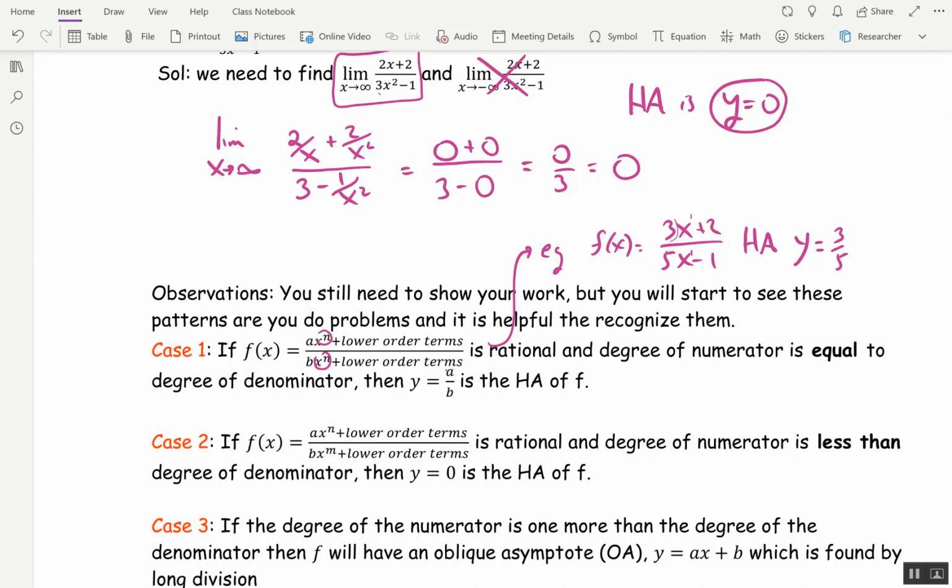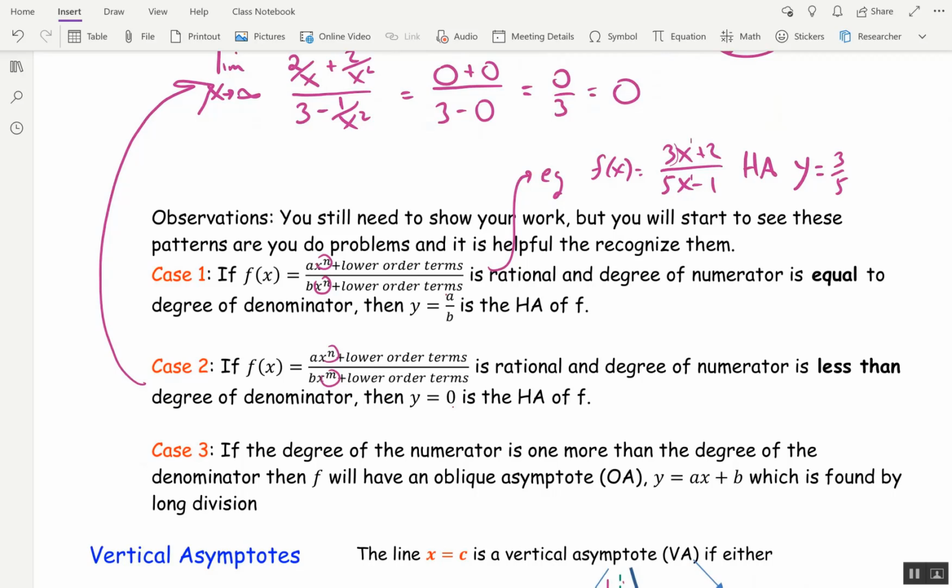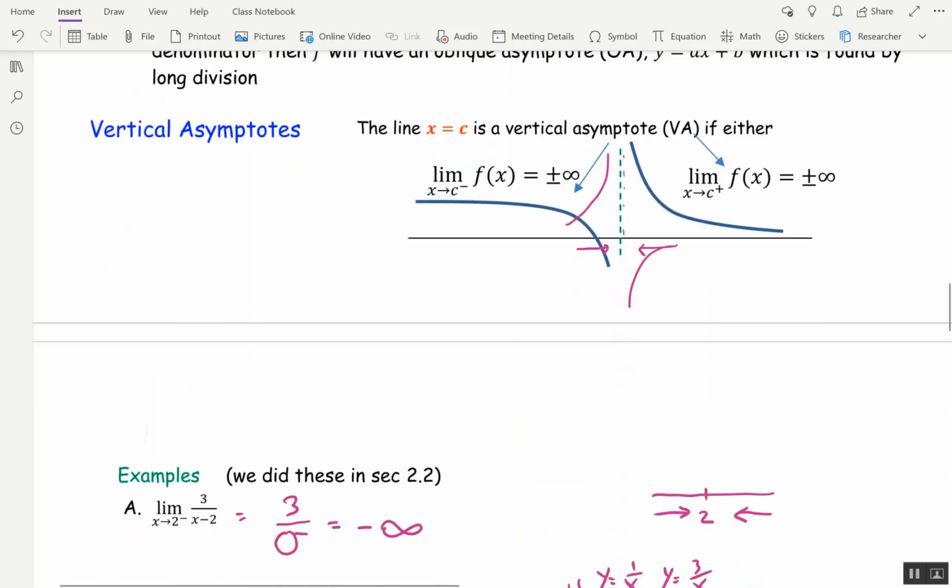And as you get into more advanced calculus classes, I won't ask you to show me that. You can look at that and say, oh, the horizontal asymptote is 3/5. And I'm fine with that. If the degree of the numerator is less than the degree of the denominator, then y equals 0 is the horizontal asymptote. And a good example of that is this one. The degree of the numerator was 1 and the degree of the denominator was 2. If the degree of the numerator is 1 more than the degree of the denominator, you have an oblique asymptote, OA, and you can find that by long division. I don't think you have any homework problems where you have to find oblique asymptotes. And that's it for this section.